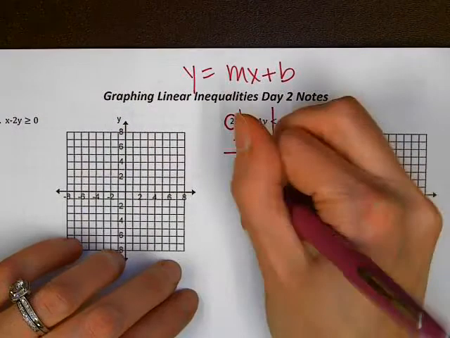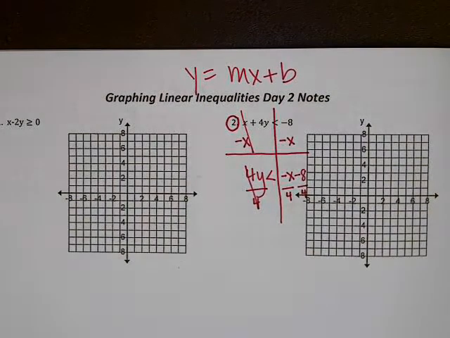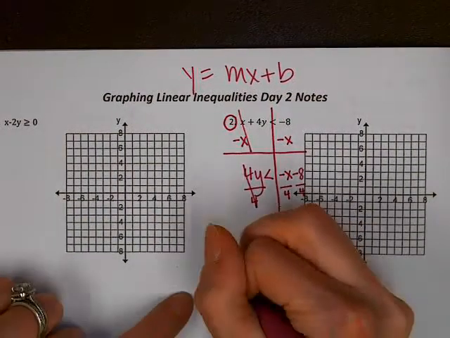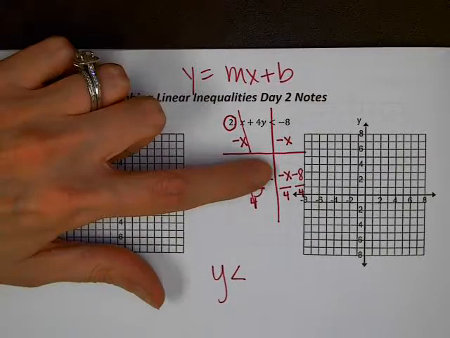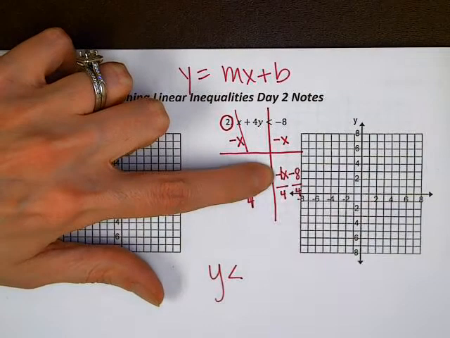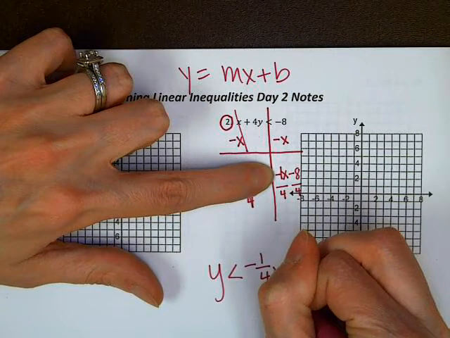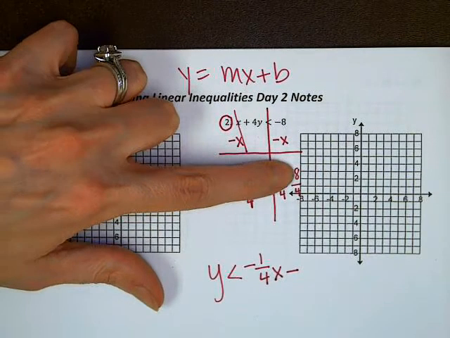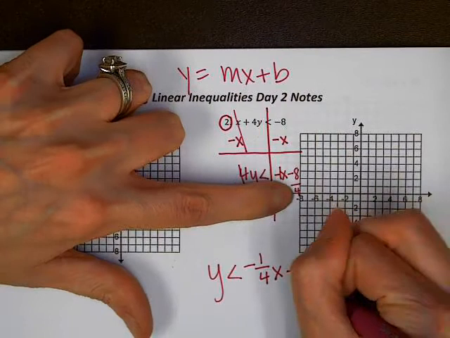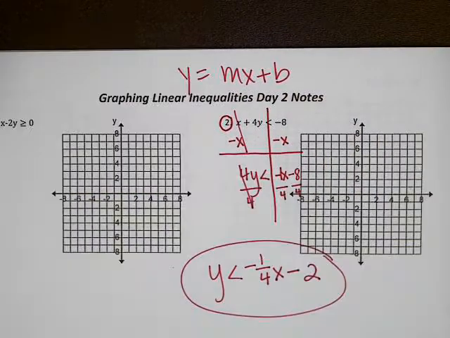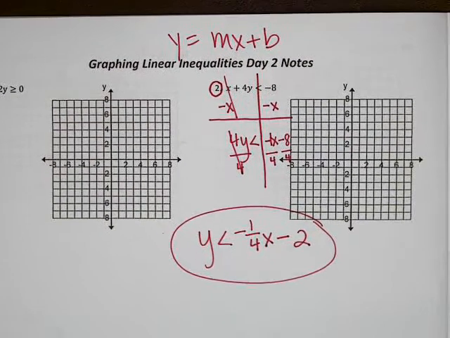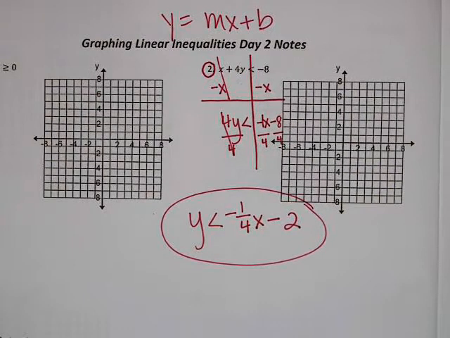All right, so these cancel. And now let's just rewrite our answer nicer. So we have y is less than, I'm going to put a secret 1 here, and that's going to be now negative 1/4 x minus, and then 8 divided by 4, we might as well just call that 2. All right, so now we're in a good shape to graph the line.